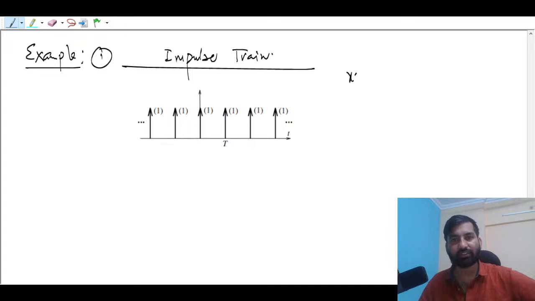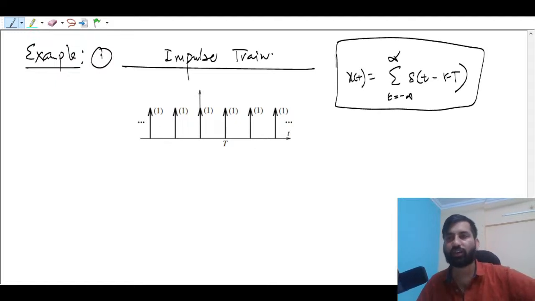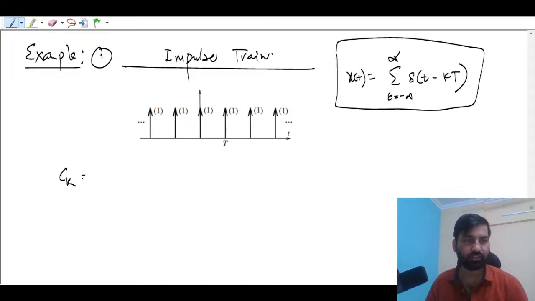Okay, how will we write this? Suppose x(t) is given as delta(t minus kt), k equal to minus infinity to infinity. This is impulse train, right? And there is a time period t. Now if I want to find the Fourier series coefficient, can we find it? Yes. We can find Ck, which is the exponential Fourier series coefficient.